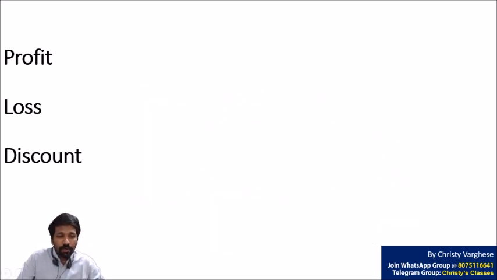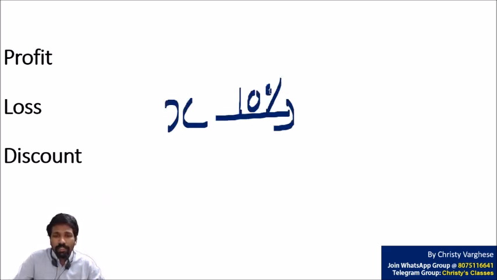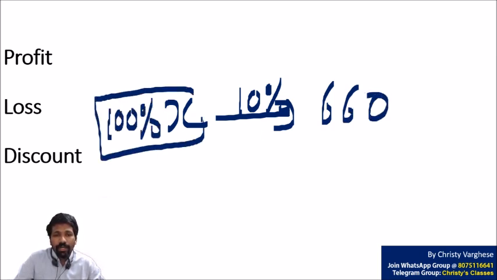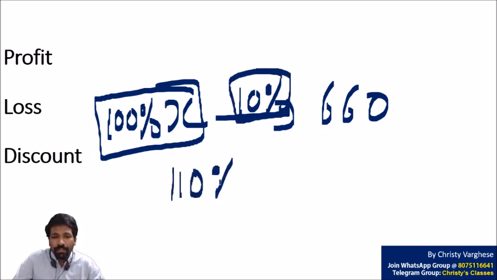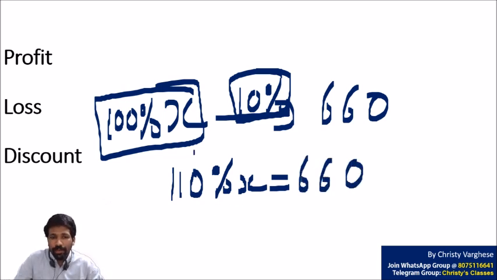And if options are not there, then also you can logically think. X with 10% profit is 660, where X means 100% of X. On 100% of X, 10% of X is added. That is, 110% of X is equal to 660. That is a logical equation you can make without again using any of the formulas.